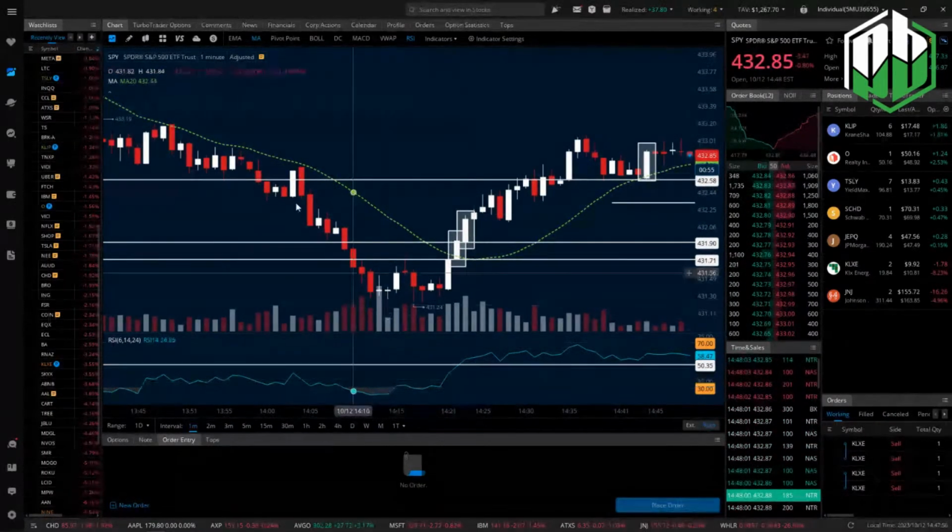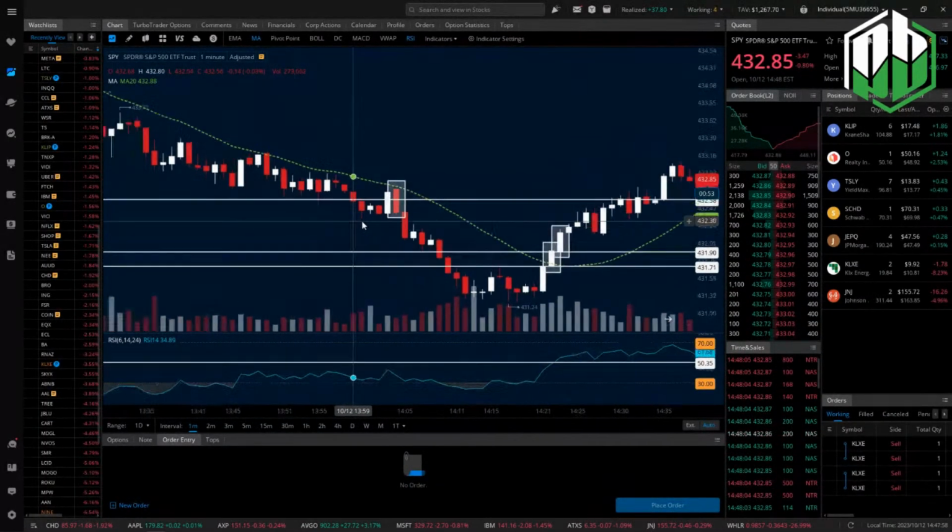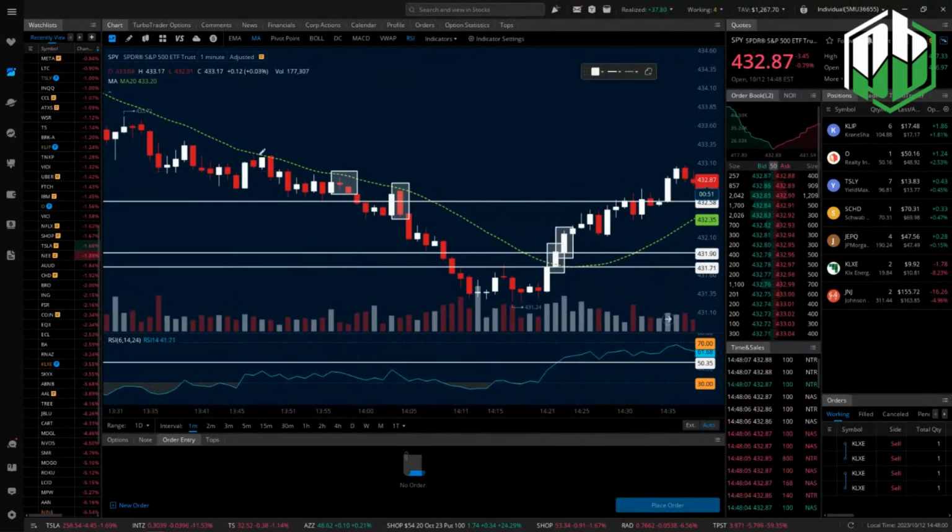Here, the RSI is below 50. We got a candle here. We got all these candles here. We got a candle here.